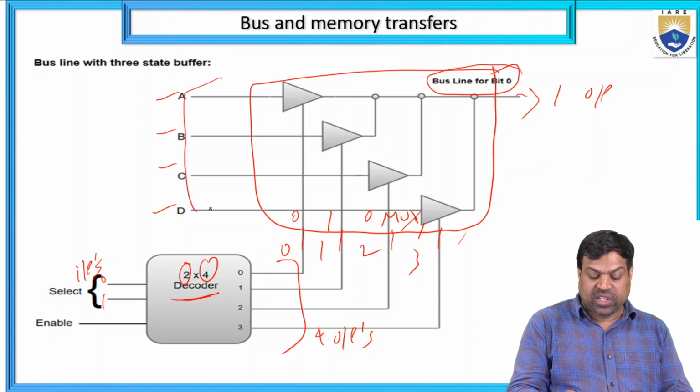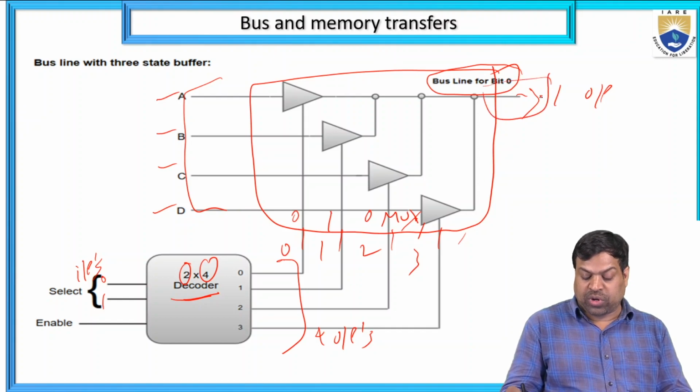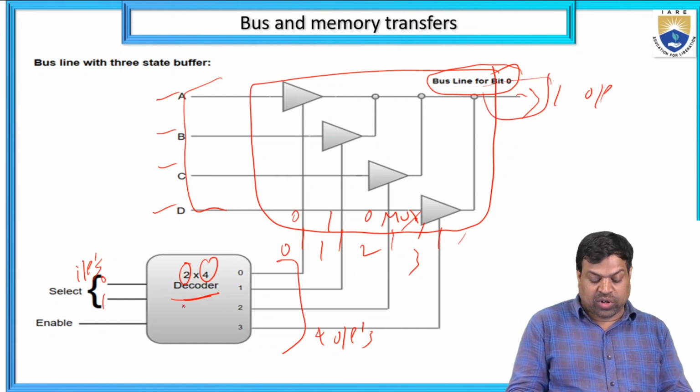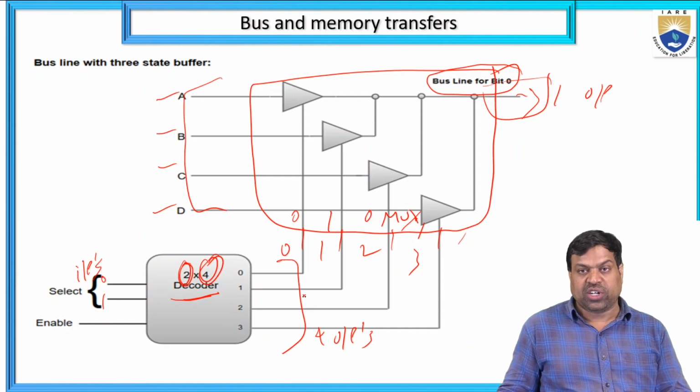How many inputs are there? A, B, C, D are the inputs and there is 1 output line. It is connected to the decoder. How many selection lines? A 2 into 4 decoder means 2 inputs and 4 outputs. So it is a decoder with 2 inputs and 4 outputs.